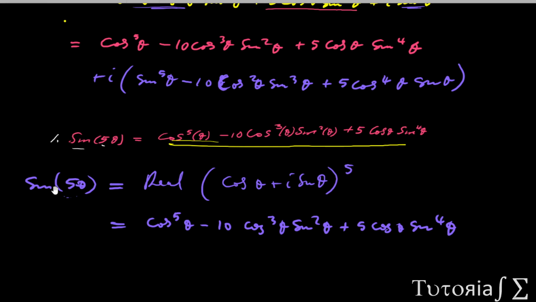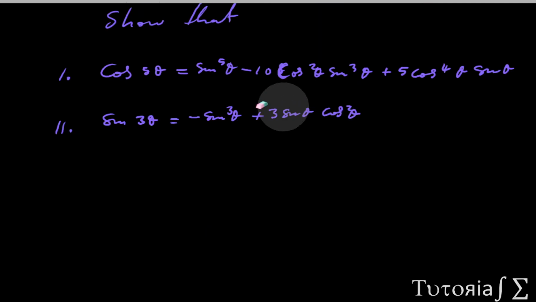Okay, so that is how you show that sine 5 theta is equal to that. So you go by that procedure. Now let me put in a few problems for you to solve. So you're going to do these two questions: show that cos 5 theta is equal to cos 5 theta minus 10 cos squared theta sine cubed theta plus 5 cos theta sine 4 theta. And this one, sine 3 theta is equal to negative sine cubed theta plus 3 sine theta cos theta. So these are the two questions that I'll be waiting for you to submit. Have a good evening.